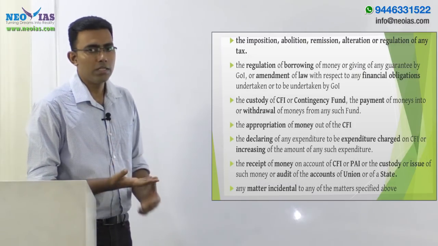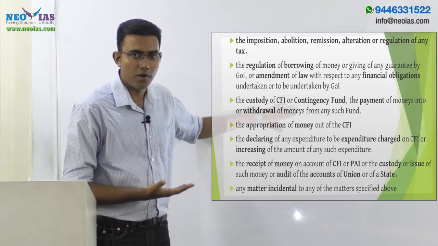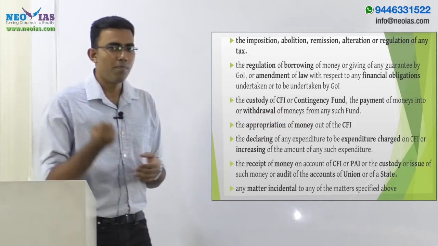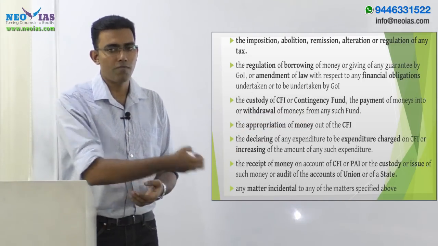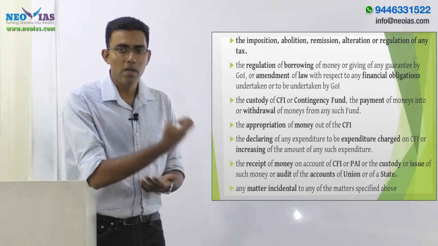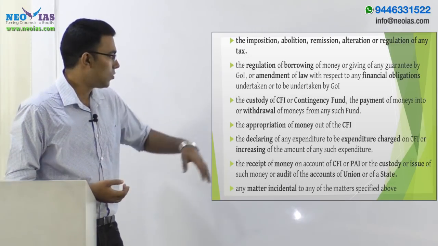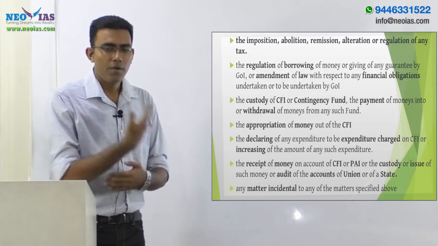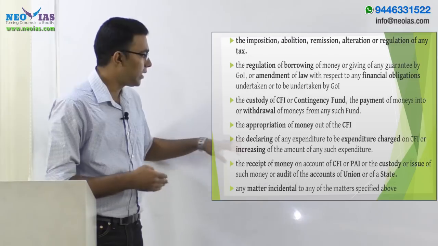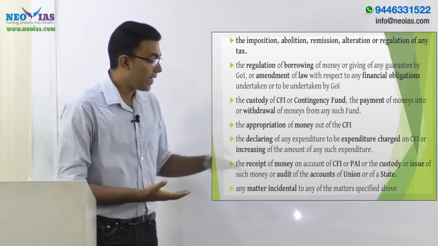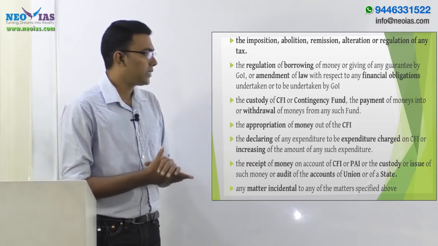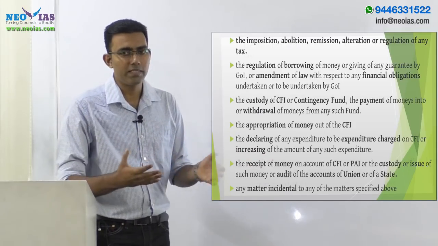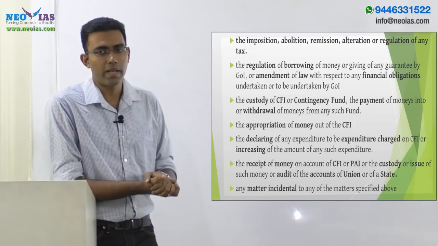Third criteria is with respect to the custody of consolidated fund of India, or contingency fund of India, or payment of monies into these funds or withdrawal of these monies from these funds. So that is the third criteria. And the fourth one is appropriation of money from consolidated fund of India. That is the fourth criteria. And along with that, declaring any expenditure to be an expenditure that has been charged on the consolidated fund of India, or increasing such an expenditure that has been charged on.